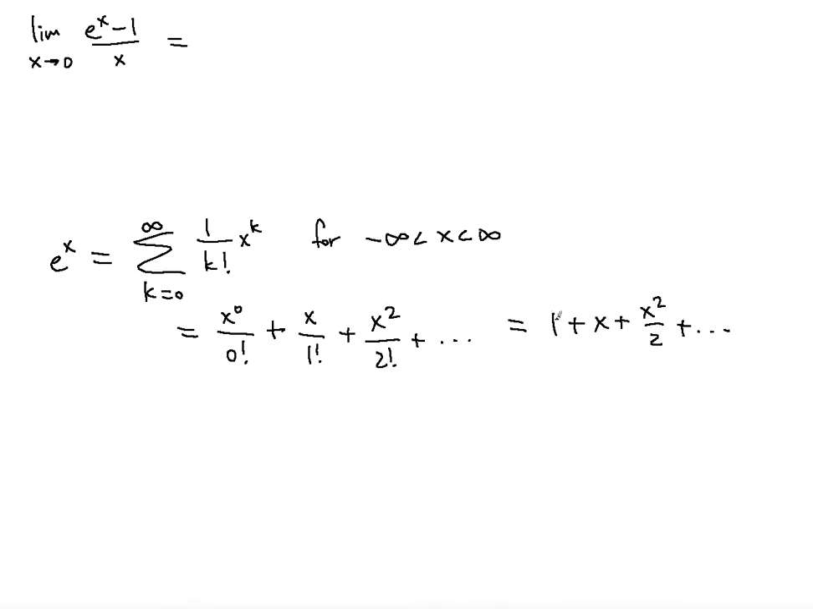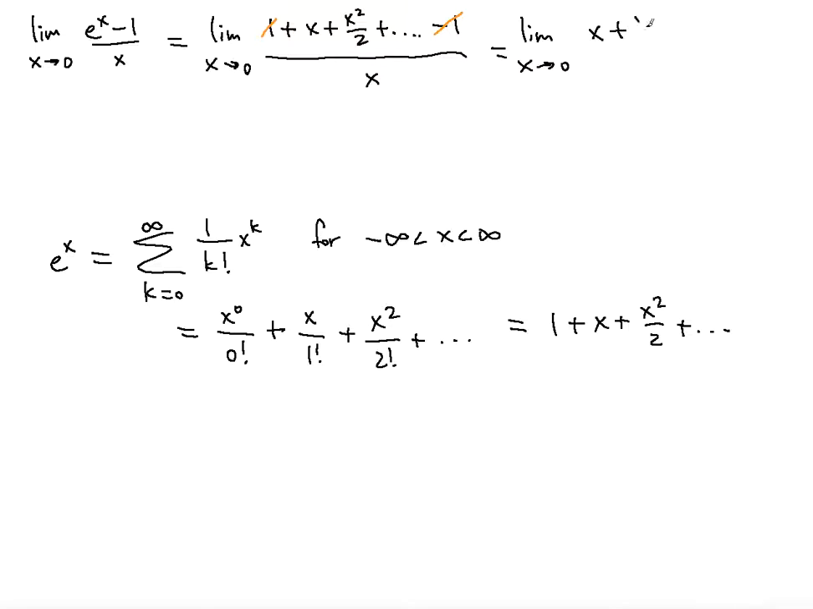So we can replace the e to the x with essentially what we found, a few terms here, right? So we can find the limit value as x approaches 0 of, so we will get 1 plus x plus x squared over 2 plus etc., etc., minus 1 over x. So look what happens. The 1 and minus 1 cancel out because 1 minus 1 is 0, right? So we can disregard it. So we will have the limit as x approaches 0 of x plus x squared over 2 plus etc., etc., over x.